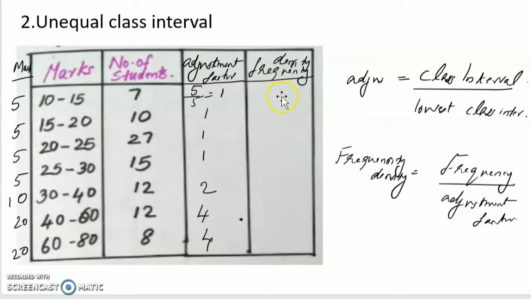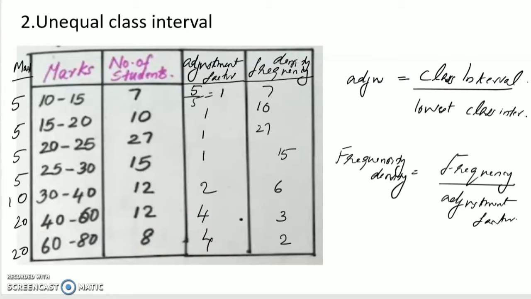So we have the equation for frequency density, then what is the answer? The adjustment factor we already found out. So what is the frequency in the first case? That is 7. 7 divided by 1 is equal to 7. In the next case, 10 divided by 1 is 10, then 27 divided by 1 is 27, 15 divided by 1 is 15. 12 divided by 2 is 6. 12 divided by 4 is equal to 3, and 8 divided by 4 is equal to 2. We have to write that there.